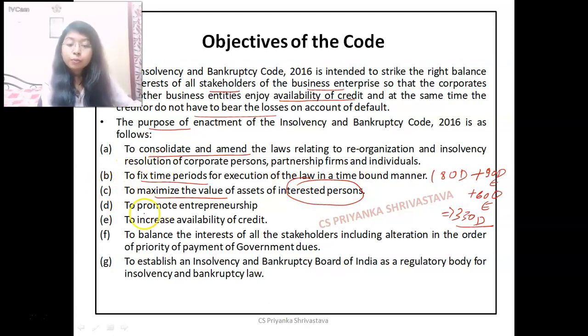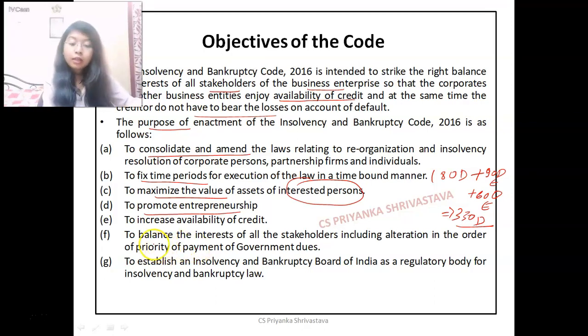And to promote entrepreneurship, that is, to promote business. Okay, like right now Modi ji is promoting that everyone should do their own business to become an Atmanirbhar Bharat. So this code will give an edge to such motives that Modi ji gives us.